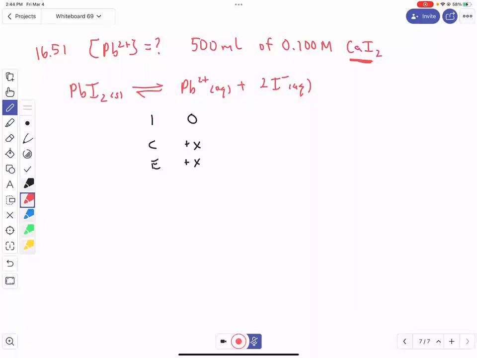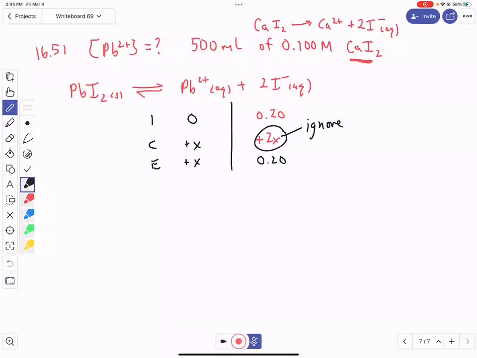So we have calcium iodide, right? Calcium iodide is going to ionize. Calcium iodide ionizes to give us Ca2+ and 2 I−. So as a result, our concentration of iodide is going to be twice the concentration of calcium iodide, so 0.2 molar iodide. And yes, I'm going to get X amount more from the lead iodide, but we know we can ignore that. And so at equilibrium, I'm going to have 0.2 molar iodide.